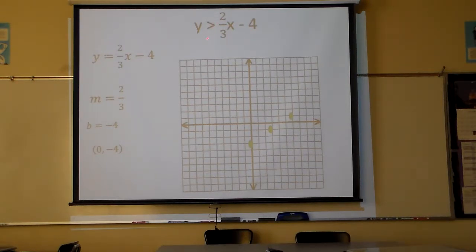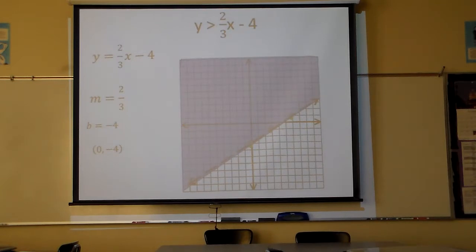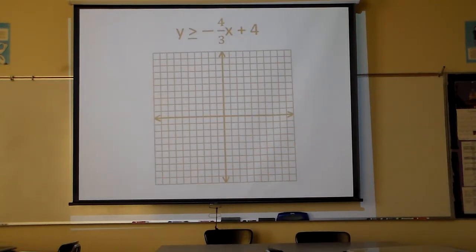Now will it be a solid or dotted line? It will be a dotted line, because there's no bar. And if I'm standing right here, am I looking for y values that are smaller or larger than the line? Notice it says greater than, so I'm going to shade up. Ooh, that's all there is to it. Okay, let's try another one.